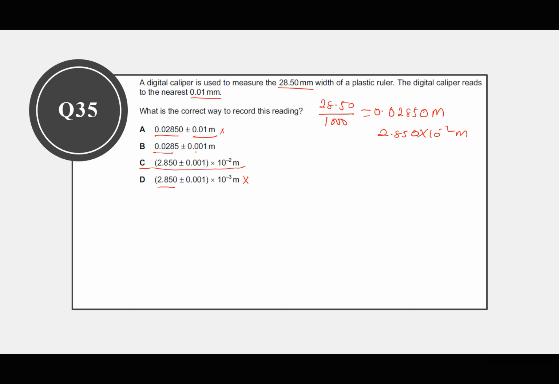Similarly, this is in meters, but this is wrongly converted to millimeters, because when you divide 0.01 by 1,000 to change it, you actually don't get this value here. You get 0.00001 in meters, which is the same as 0.001 times 10 power negative 2 in meters. So the answer will be C.